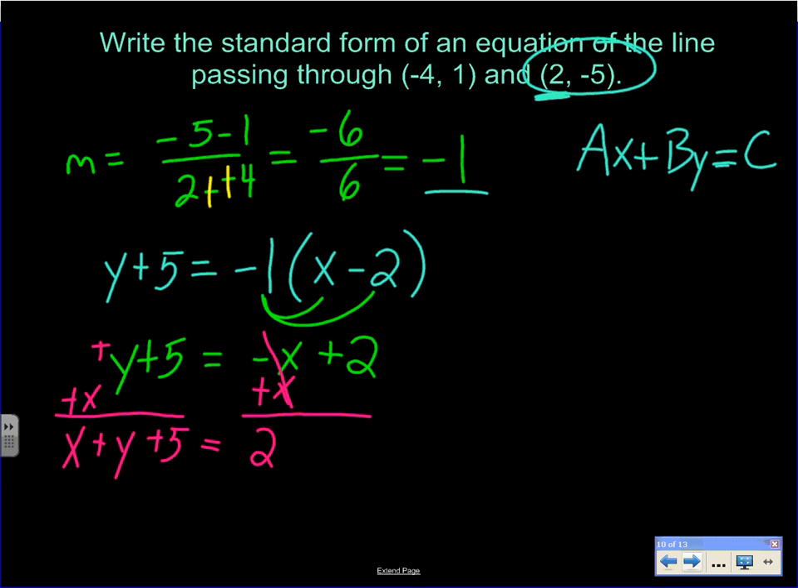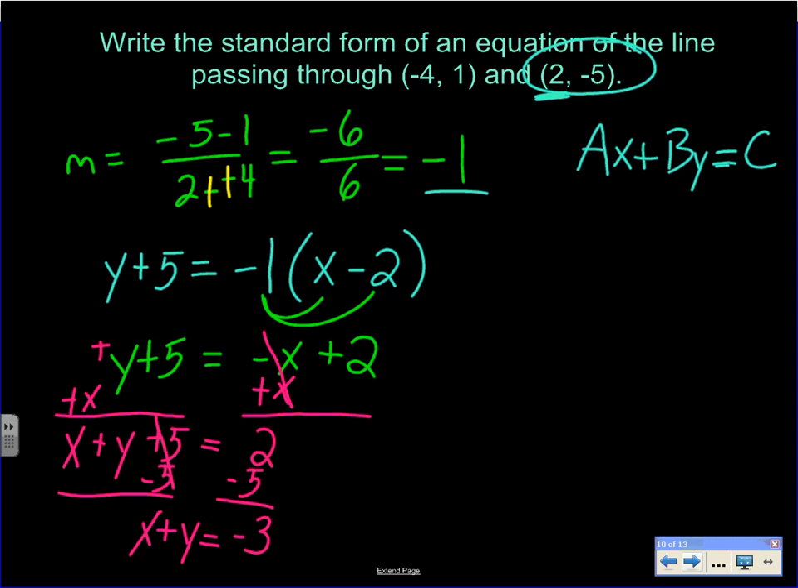Our whole goal is to try and get x and y on one side of the equation without any numbers. So let's get rid of that 5 by subtracting. And those cancel out, so we have x plus y is equal to 2 minus 5, negative 3.